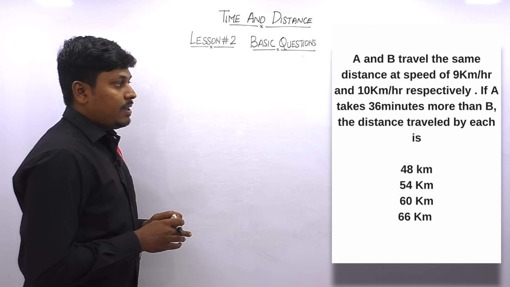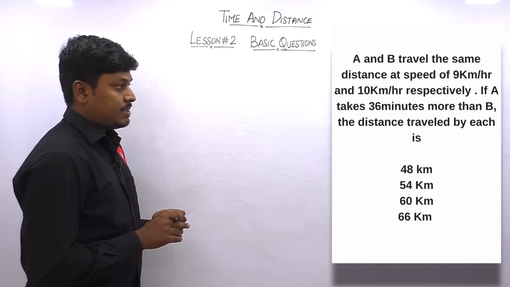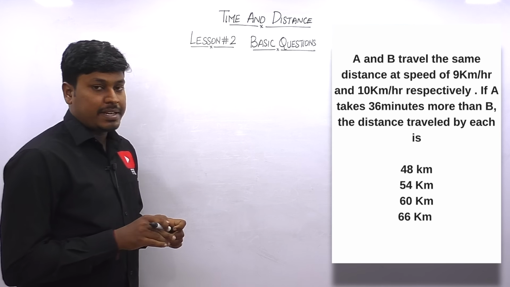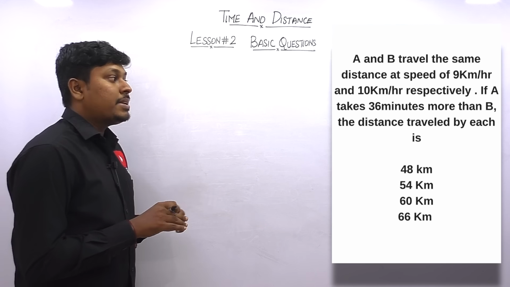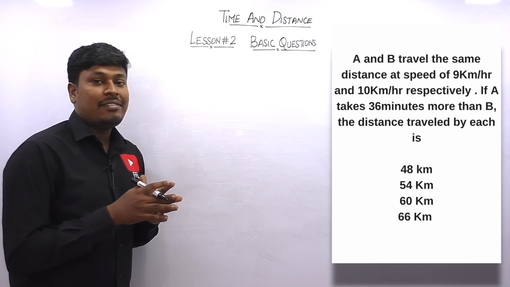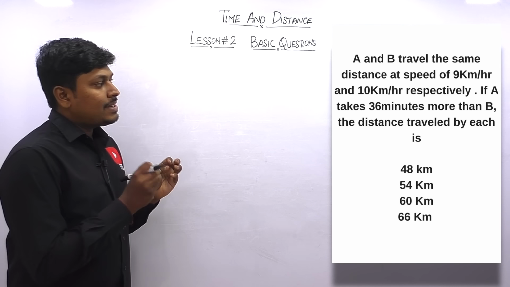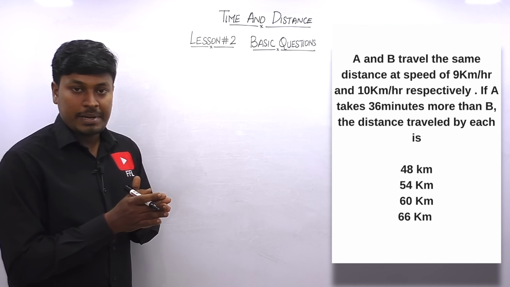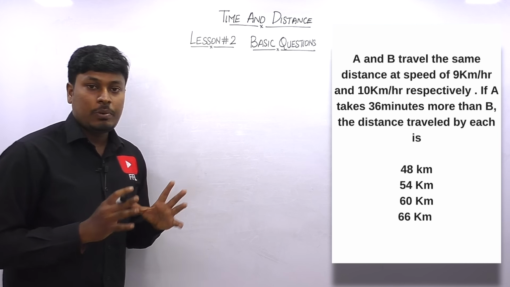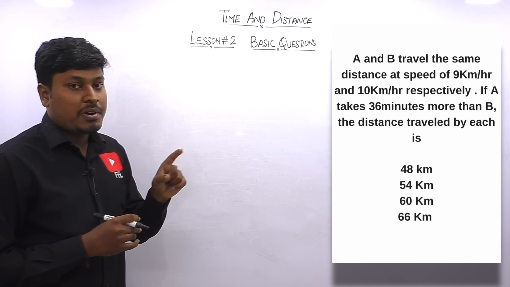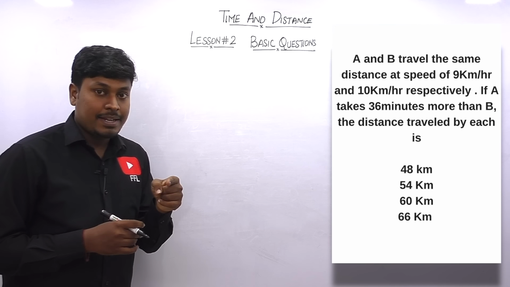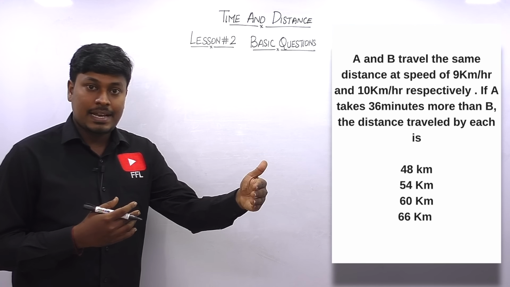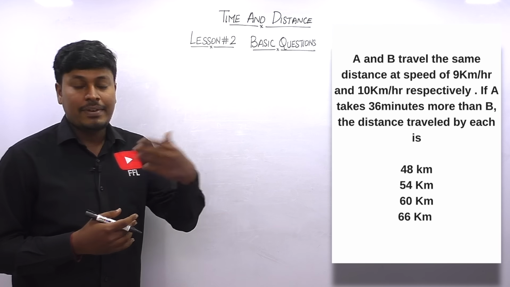10th question. A and B are traveling the same distance at speeds of 9 km per hour and 10 km per hour respectively. If A takes 36 minutes more than B, then the distance traveled by each is? So there are two persons, A and B, traveling the same distance. A's speed is 9 km per hour and B's speed is 10 km per hour. And the word "more" is most important. A takes 36 minutes more than B, which means B reaches the destination first and A takes 36 minutes more when compared to B.